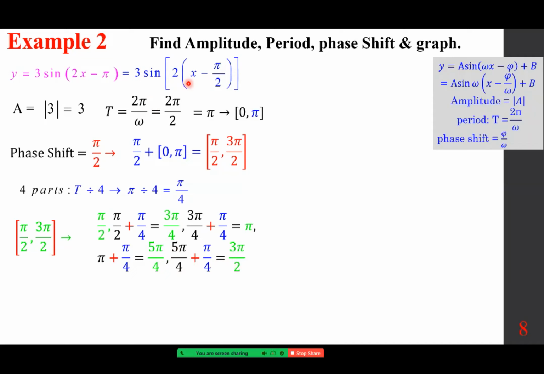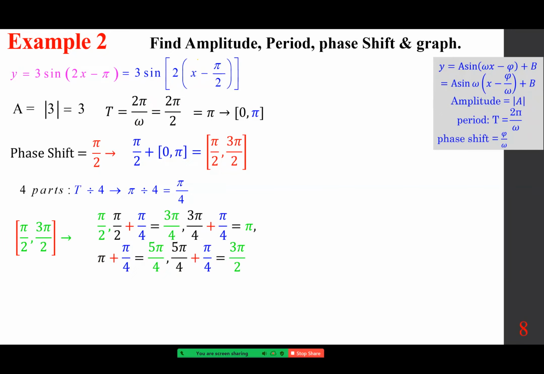So I'm going to start with the first one. If I plug in pi over 2 here, pi over 2 minus pi over 2 becomes 0. 2 times 0 is 0. Sine of 0 is 0. Times 3 is still 0. So if I plug in pi over 2, clearly I get 0. Let me plug in 3 pi over 4 and show you.